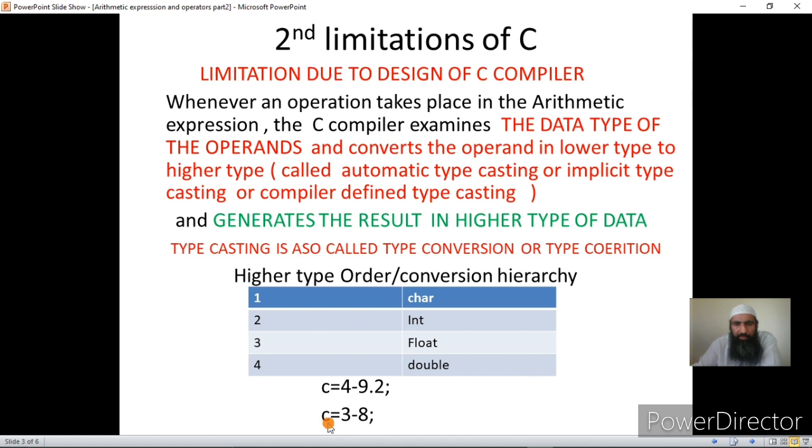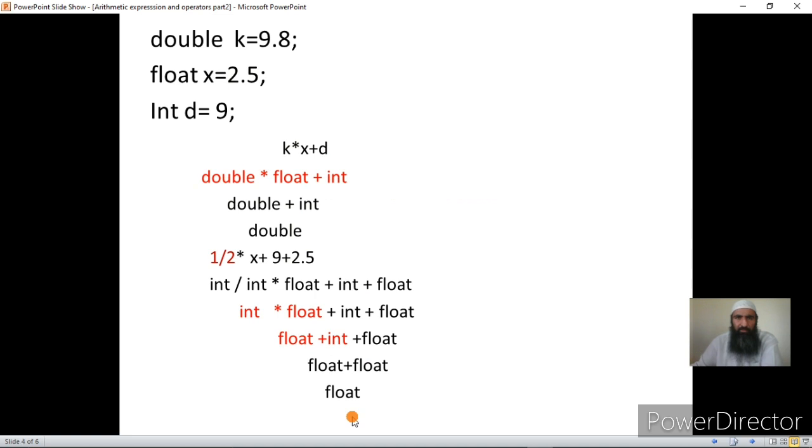C is equal to 3 minus 8. 3 is an integer, 8 is an integer, so there is no need to convert here because the data type is the same. This conversion only takes place when we have operands of two different data types participating in the operation that is being performed.